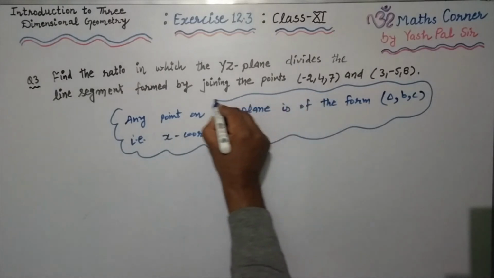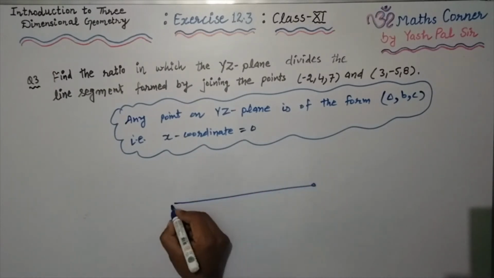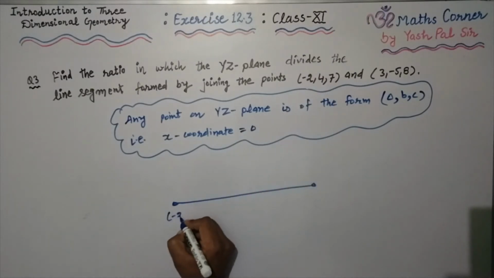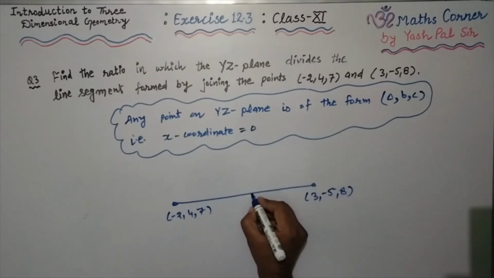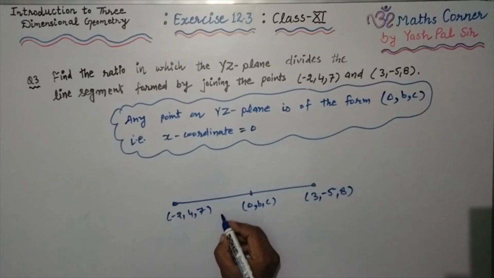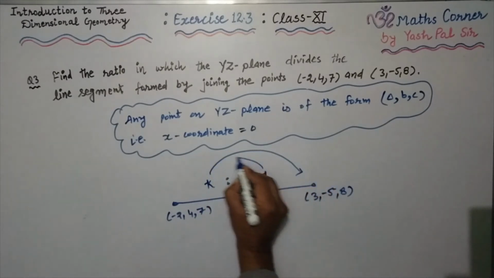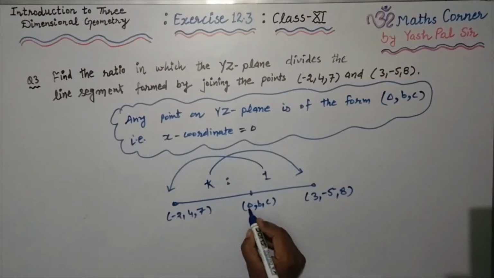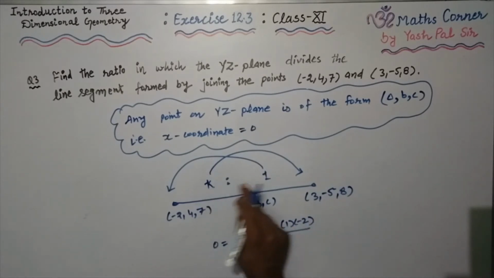Right? So what we do now, we follow this formula, as well as the section formula. We have the 2 points, minus 2, 4, 7, and the second point is 3, minus 5, 8, and this is the YZ plane having the point 0, b, c where it divides the line segment. Suppose the ratio is k ratio 1. Again we use the same rule. How? This 0 will be equal to k into 3 plus 1 into minus 2, divide k plus 1.